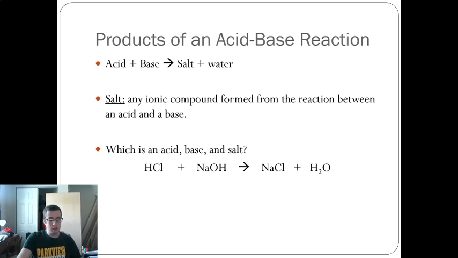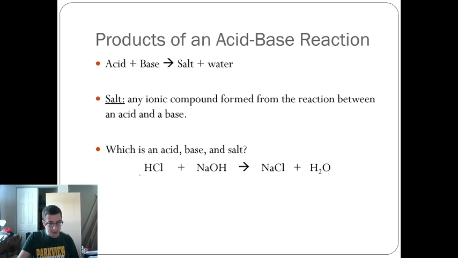So then looking down here at the bottom, we want to identify which one is the acid, which one's the base, and which one is the salt. For the acid, remember, we can either use the Arrhenius definition, which says it starts with an H, or we can use the Bronsted-Lowry definition, which says that it gives away its proton or its hydrogen.